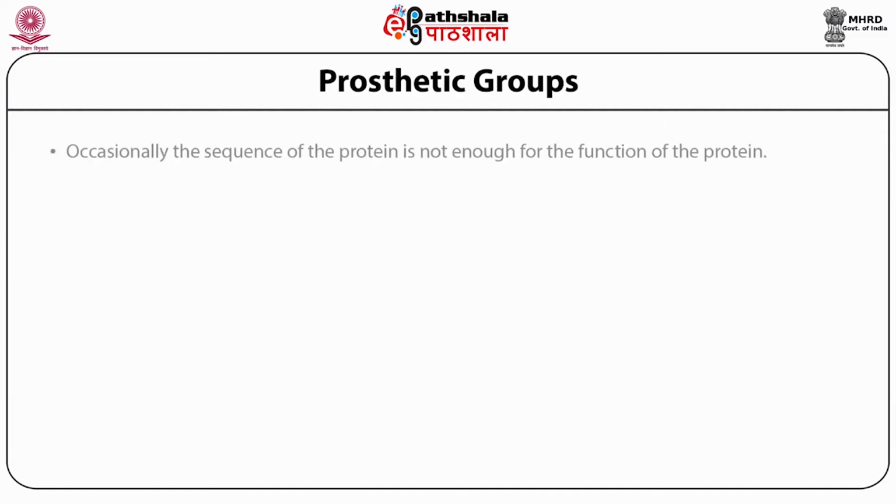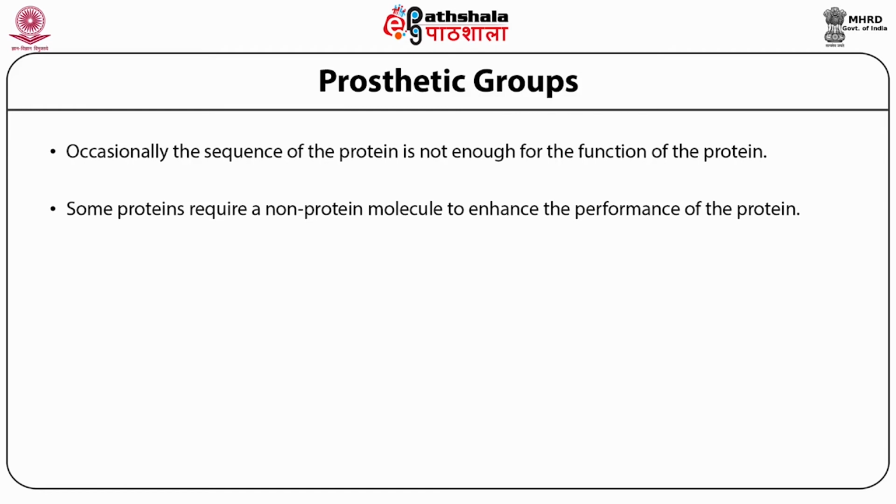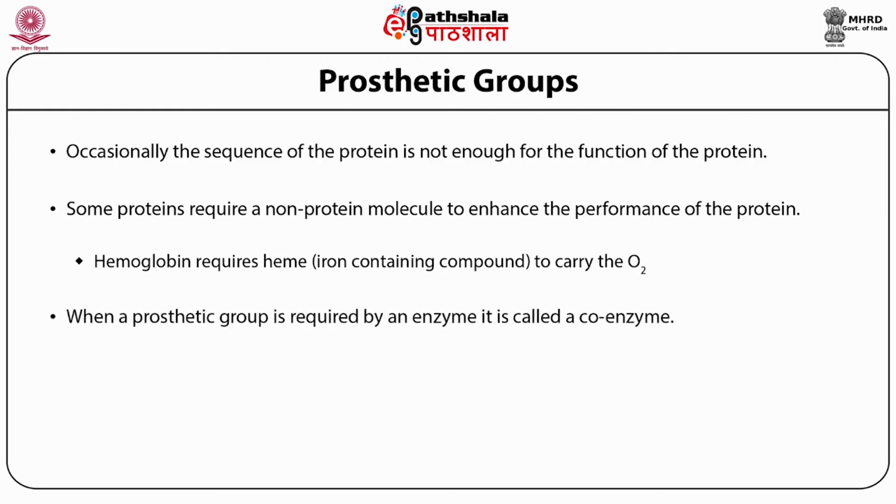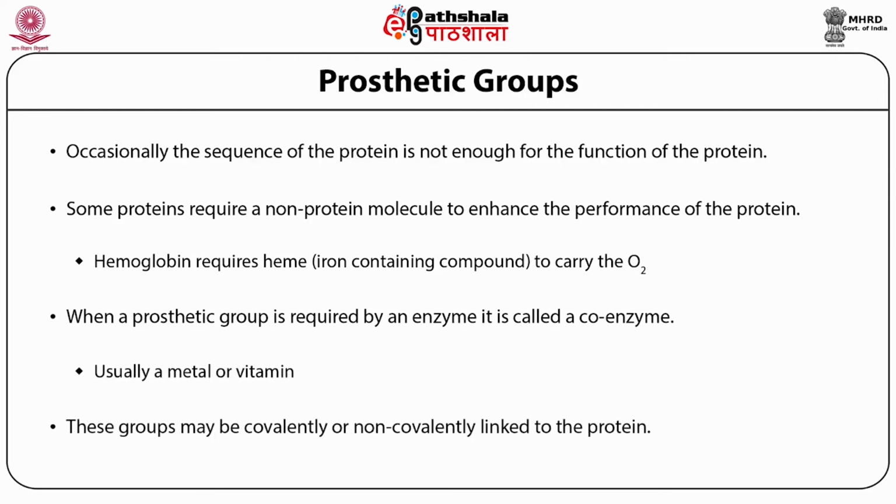Prosthetic groups. Occasionally the protein sequence is not enough for the function of the protein. Some proteins require a non-protein molecule to enhance their performance. Hemoglobin requires heme, an iron-containing compound, to carry O2, or oxygen. When a prosthetic group is required by an enzyme, it is called a coenzyme, usually a metal or vitamin. These groups may be covalently or non-covalently linked to the proteins.